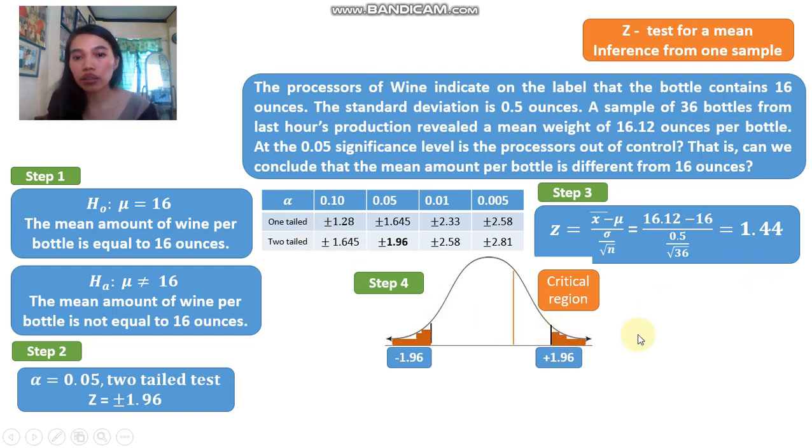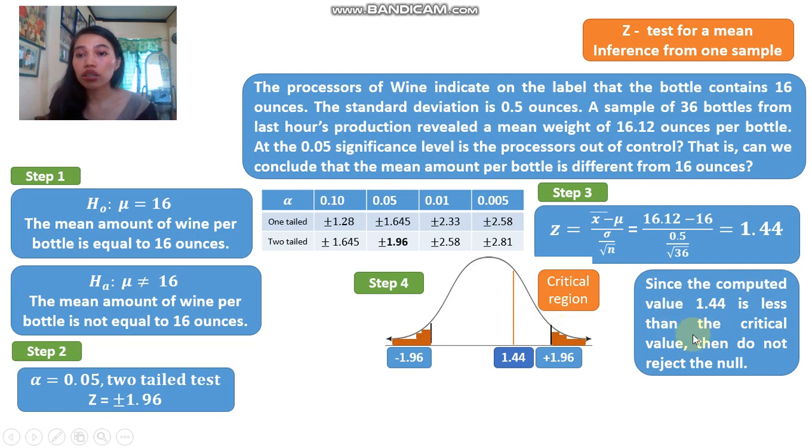Okay, so let's try to plot. 1.44 is somewhere here. So this is our computed value, 1.44. It is not in our rejection region, meaning since the computed value 1.44 is less than the critical value, we do not reject the null hypothesis. As you can see, it is not in the critical region or the region of rejection. So the null hypothesis is not rejected.